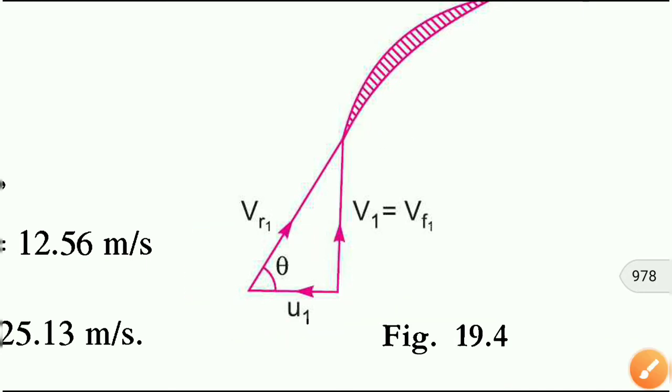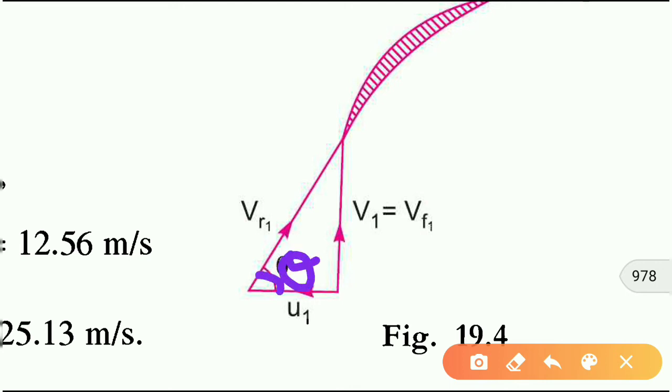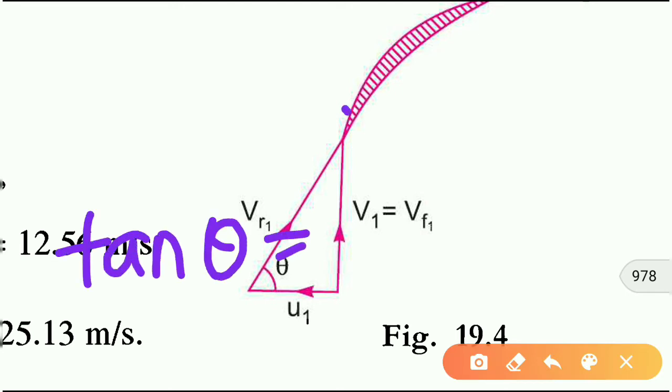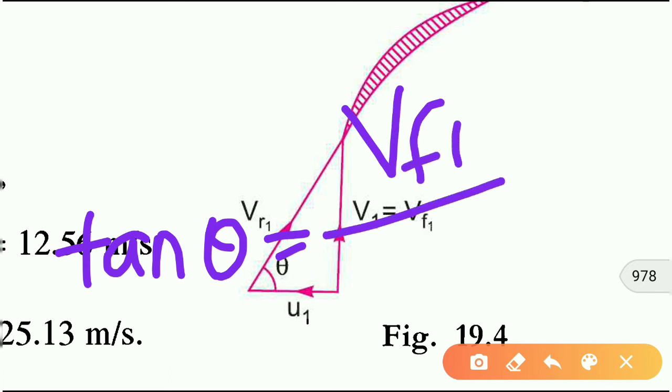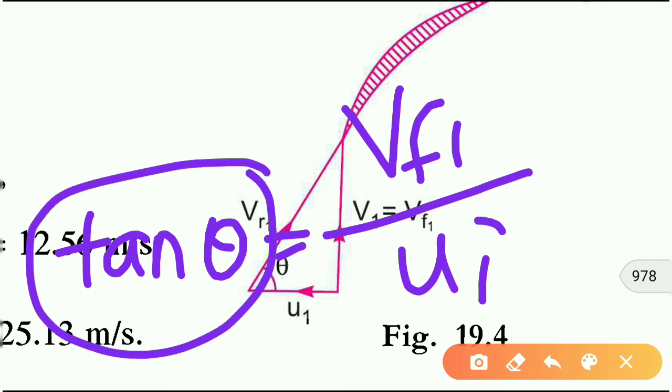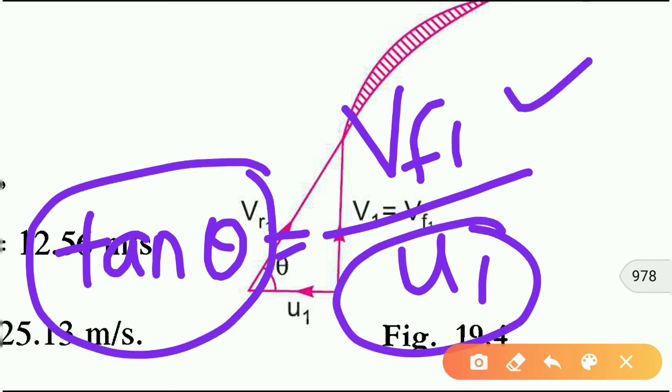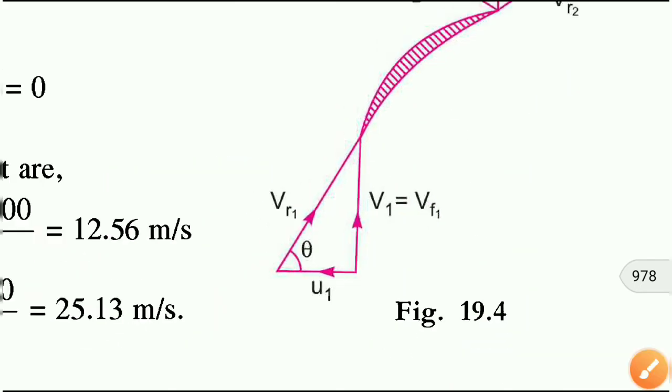So how to find the value of Vf1 from the inlet triangle? This angle theta we already know. We also know u1. So tan theta is equal to Vf1 divided by u1. Using this equation, we know tan theta and we know u1, so we can easily find out Vf1. So let's start.